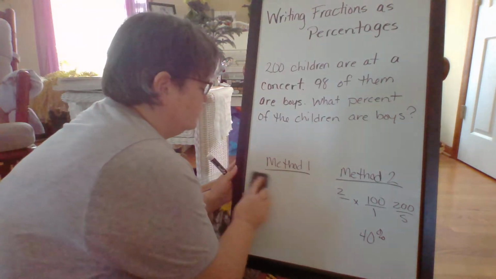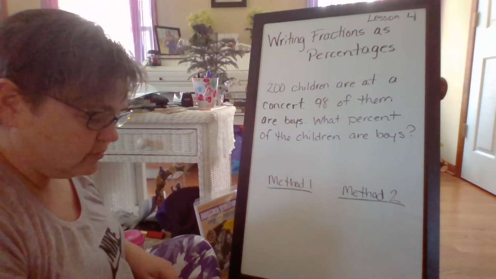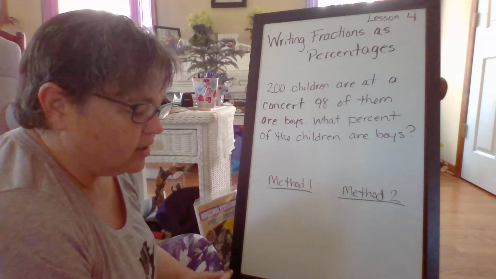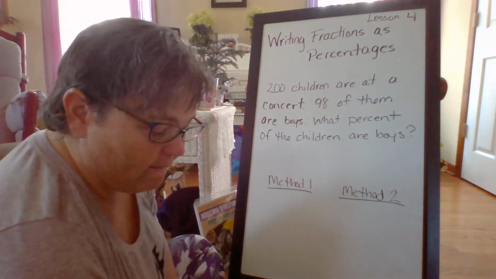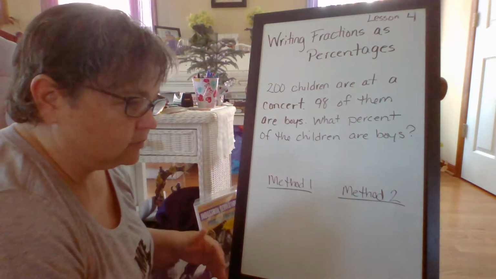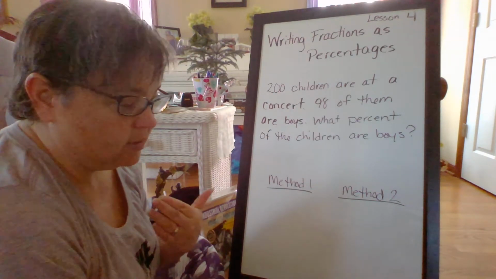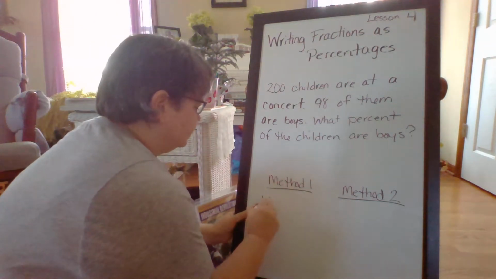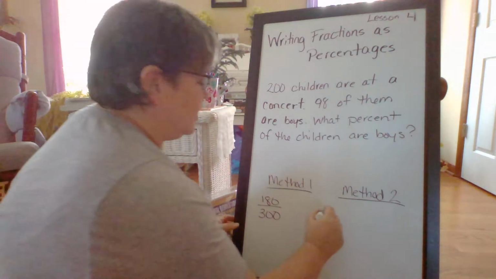So let's go ahead and ask, what if we're dealing with more than 100 of something, or a bigger number? For example, what if I say there were 180 out of 300 students in a school who were playing sports? If I said 180 out of 300 students, how am I going to find that percentage?